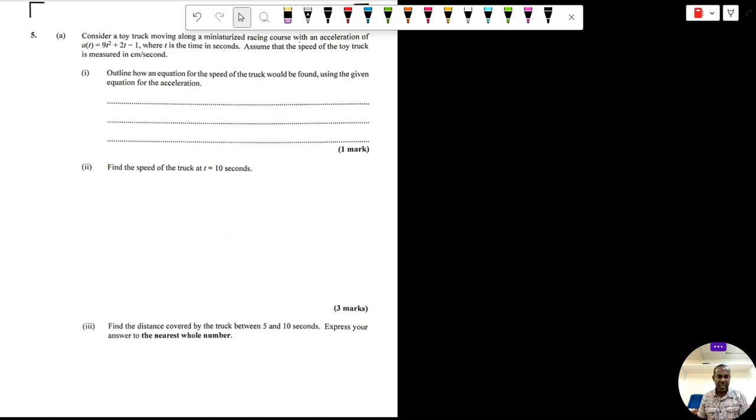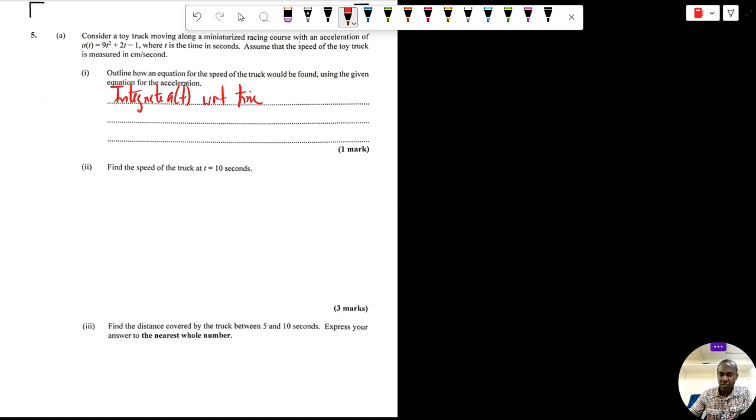It says, outline how an equation for the speed of the truck would be found using the given equation for the acceleration. Now, it did not ask us to find the equation for the speed. It asked us to outline. In other words, we're supposed to give a worded statement. So what you would say is that you integrate the acceleration with respect to time, or integrate a of t with respect to time. And let me see what else they gave us.